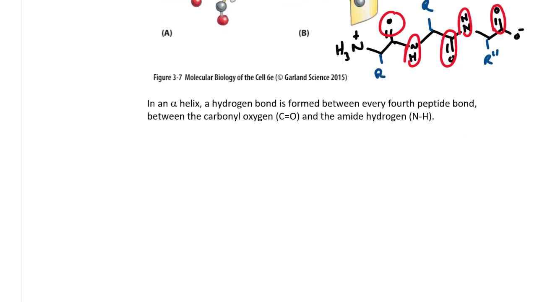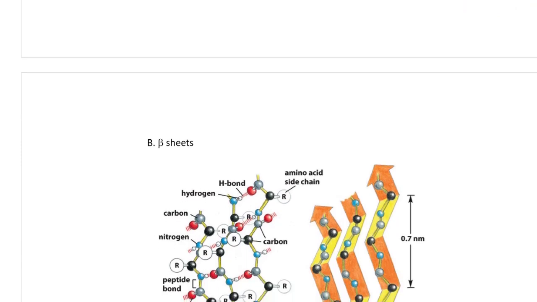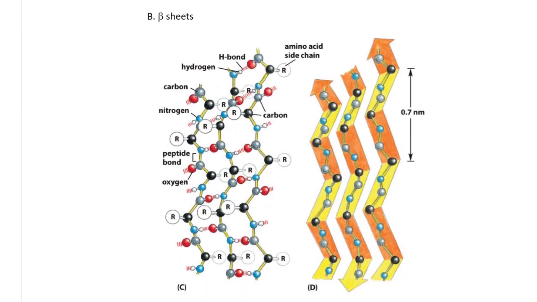So in an alpha helix, a hydrogen bond is formed between every 4th peptide bond, between the carbonyl oxygen and the amide hydrogen. So every 4th amino acid, the carbonyl group is hydrogen bonding with the amide group. To rephrase that, amino acid 1's carbonyl group is hydrogen bonding with the amide group of the 4th amino acid downstream.